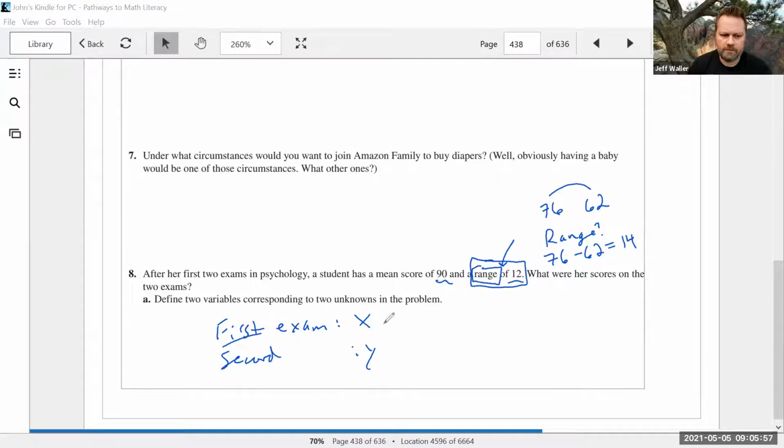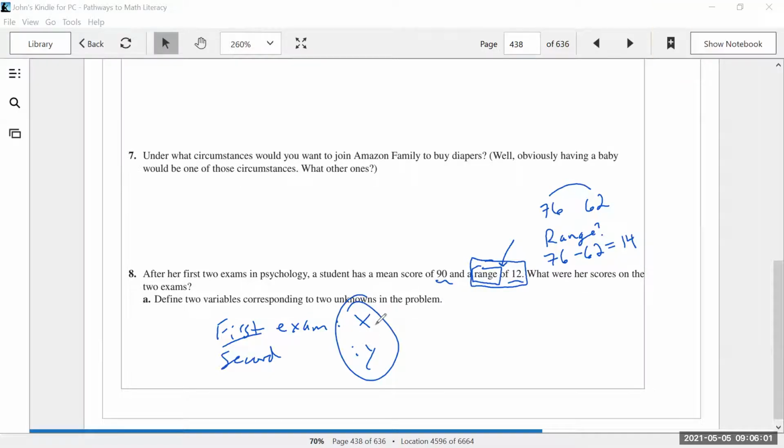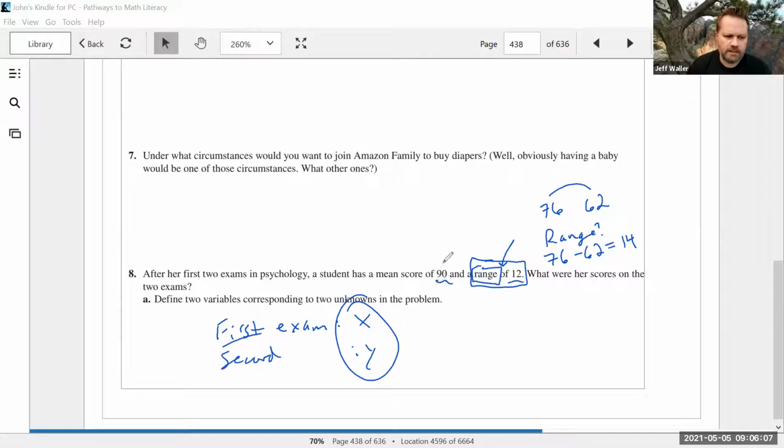Now, what are the exam scores that we're working with? 90? No. X and Y. There we go. 90 is not an exam score. It's the mean of the exam scores. Now, don't worry, we're not talking about this at the moment. That's going to be a whole separate part. So I'm actually answering part B, but I'm just doing it up here because I can see all this information.